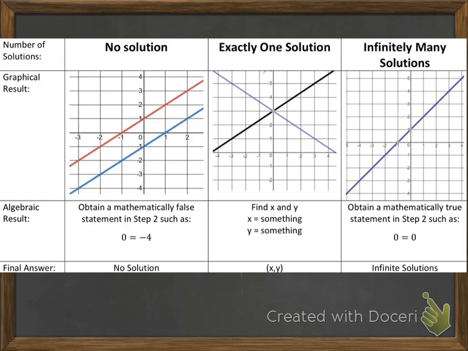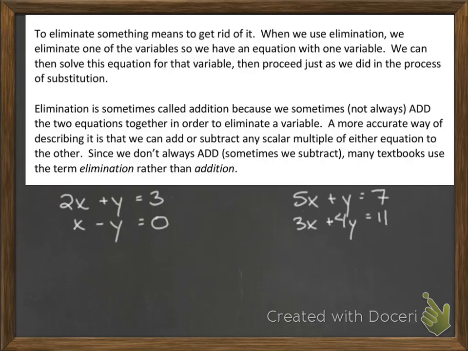If there is exactly one solution, graphically, we would be able to see where the two lines intersect on the graph. Algebraically, we would be able to find a value for x and a value for y and write it as an ordered pair. Lastly, if there are infinitely many solutions, graphically, we end up graphing the exact same line twice. Algebraically, we end up with a mathematically true statement in step 2, such as 0 equals 0. In either case, we would write infinite solutions as our final answer.